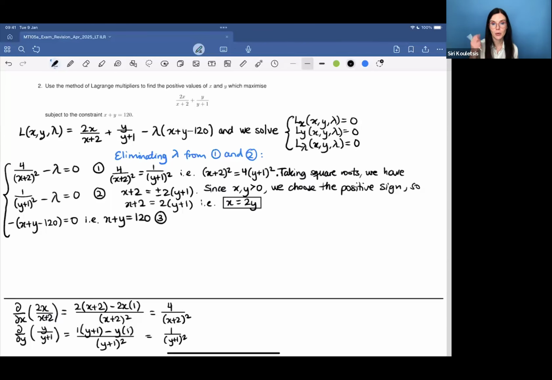By eliminating lambda from equations 1 and 2, we now have a relationship between x and y that we are going to substitute into equation 3 to make equation 3 an equation in only one variable. And so since I've solved for x here, I'm going to substitute x there with 2y. So let me actually write that here, that we're subbing into equation 3.